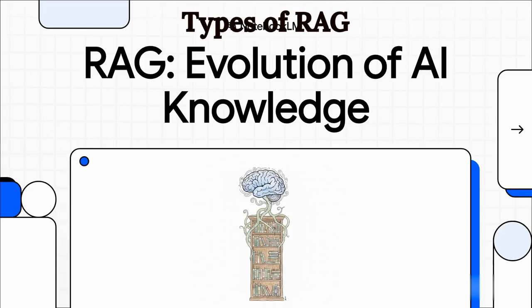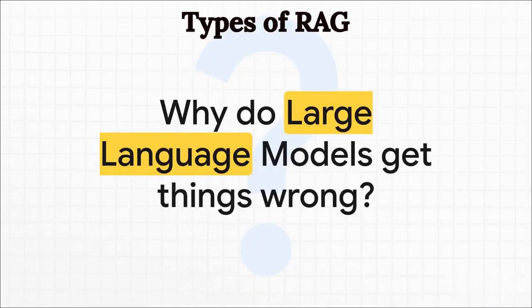Have you ever asked an AI a question only to get an answer that's confidently, completely wrong? Well, you're not alone. And today, we're going to pull back the curtain on the technology designed to fix that. It's called Retrieval-Augmented Generation, or RAG for short. Think of it as giving AI a library card to the entire real-time world. So let's get right to it.